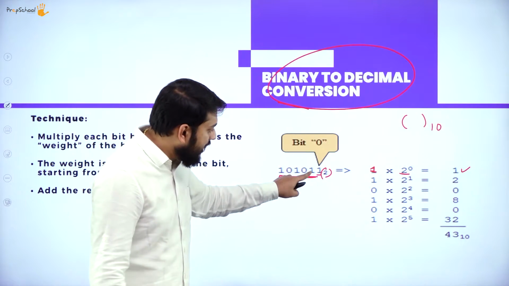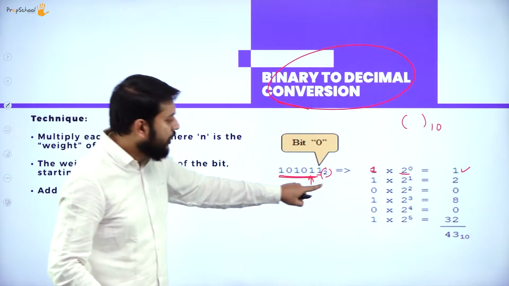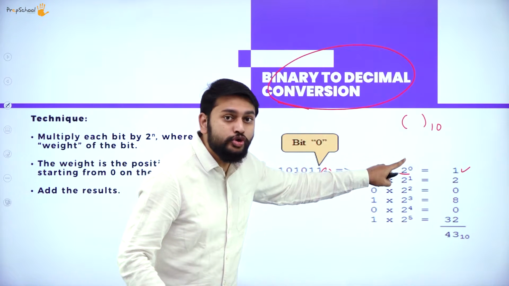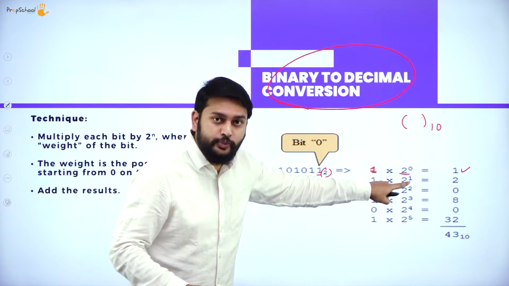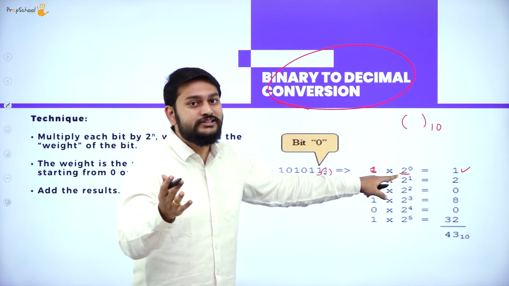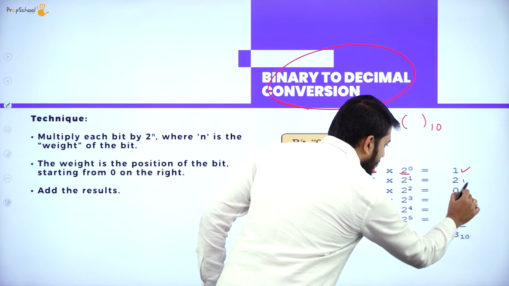What is the next number that I have here? The second number, I have 1. I will write 1. I have already written 2 to the power of 0. What is the next power? It should be 2 to the power of 1. 2 to the power of 1 is 2, so 1 into 2 is 2. I have written that.